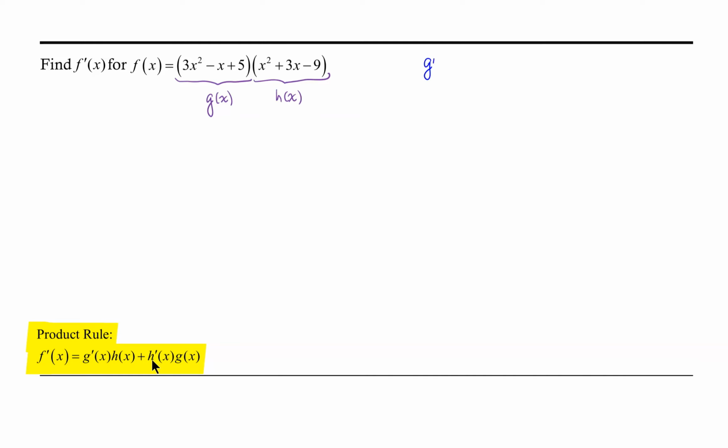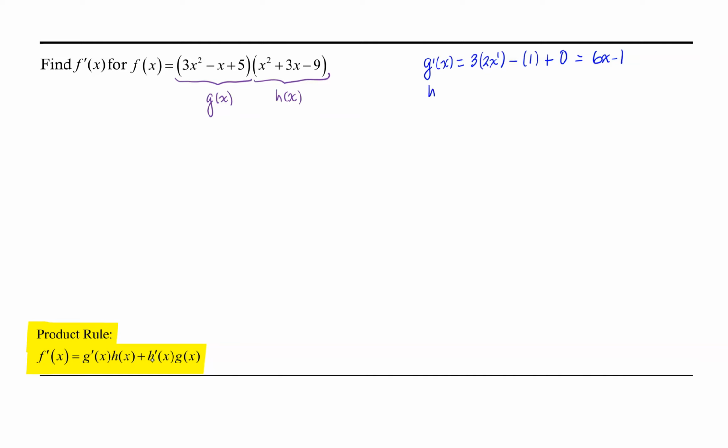So g prime of x is the derivative of 3x squared, so that will be 3 times 2x to the first power, using both the constant multiple rule and the power rule, minus the derivative of x, which is 1, plus the derivative of 5, which is 0. So this ends up giving us 6x minus 1 as the derivative of g.